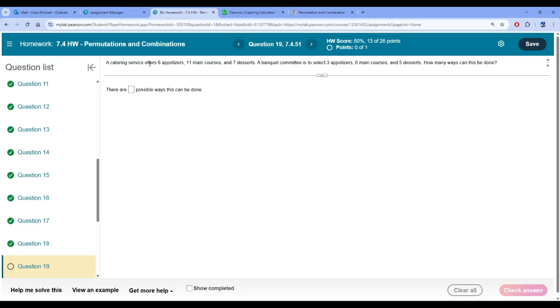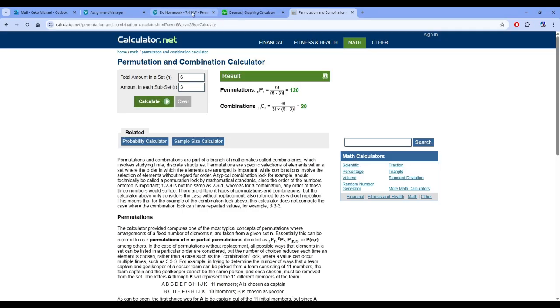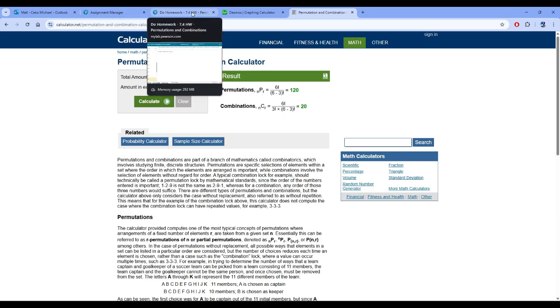A catering service offers 6 appetizers, 11 main courses, and 7 desserts. A banquet committee is selected with 3 appetizers, 6 main courses, and 5 desserts. How many ways can this be done? So I need to figure out 6 appetizers would be 6 choose 3. So let's do that. 6 choose 3. So we have 6 options. I'm picking 3 of them, and it doesn't matter. So there's 20. So I'm going to go to Desmos.